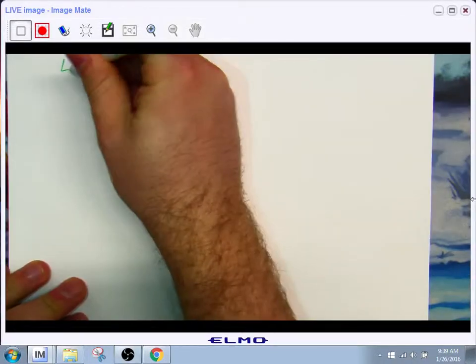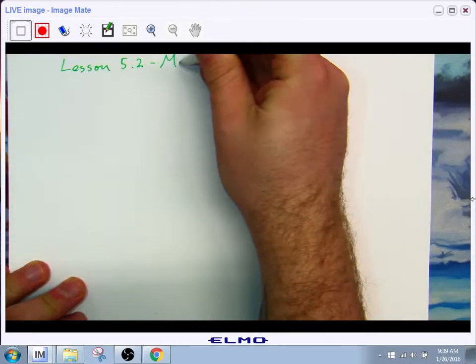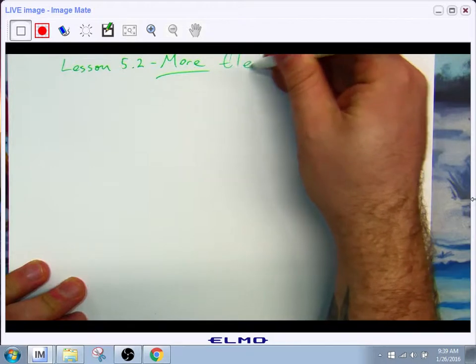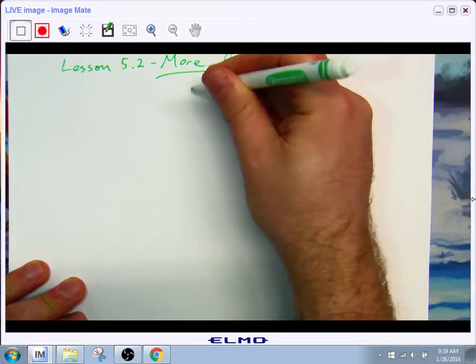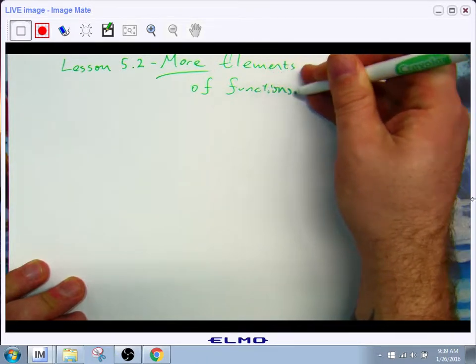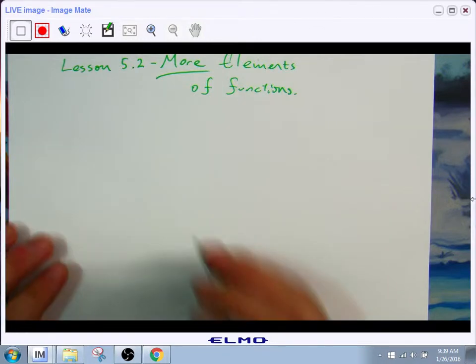But it is on a similar topic as yesterday. So we'll call it lesson 5.2, more. Because who doesn't love more? Elements of functions. So I'm going to recall us back to yesterday when we were talking about our swimming pool.